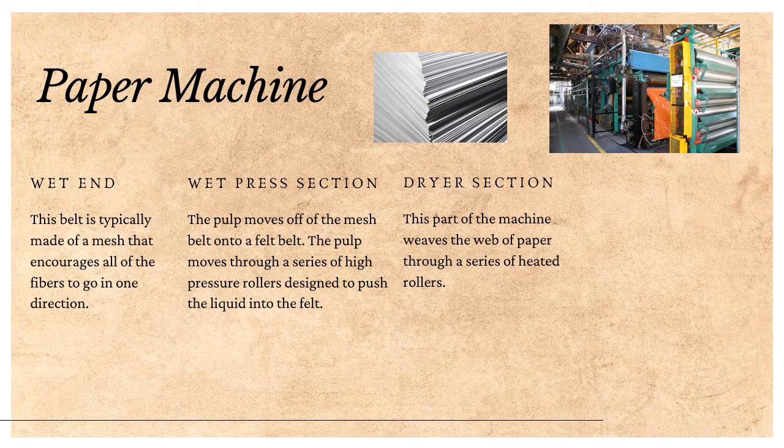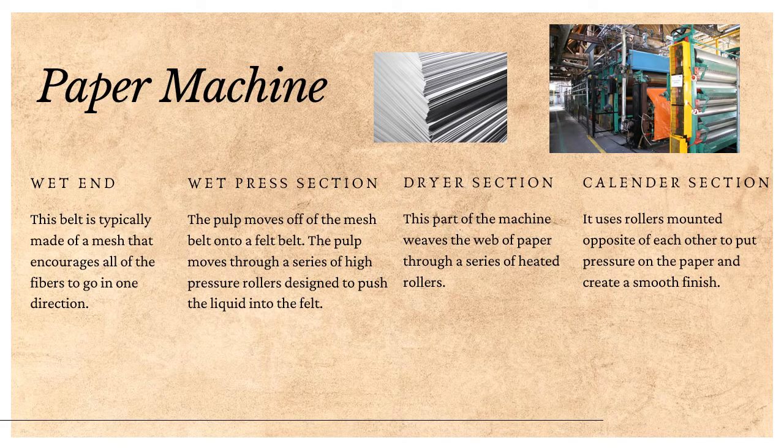Once the pulp enters the dryer section, it has started to take the shape of paper. This part of the machine weaves the web of paper through a series of heated rollers. Felt belts are also used in this part of the machine to give the moisture in the paper somewhere to go.